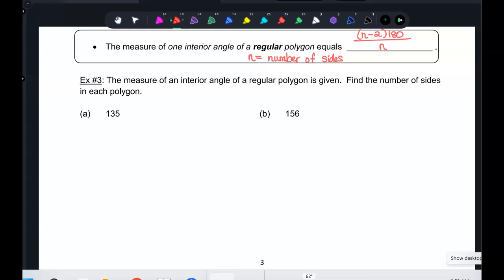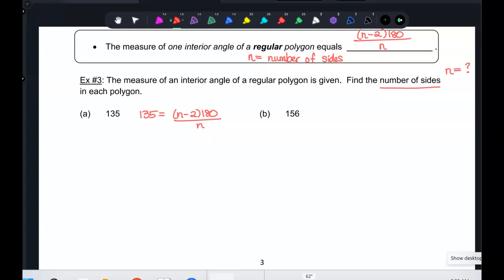Okay, so what if I gave you the measure of one interior angle and we want to figure out how many sides it has? But this is not n. We want to figure out, in this case, find the number of sides. So we're trying to figure out what is n equal to based on that. We reverse it. So in other words, this is equal to n minus 2 times 180 divided by n. So we don't know what n is. That's what we're going to solve for.